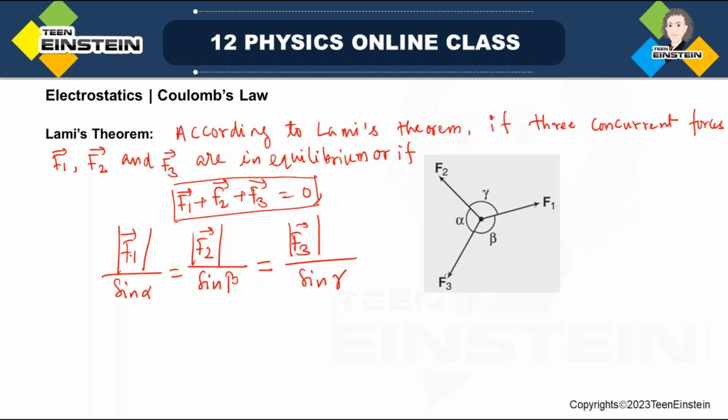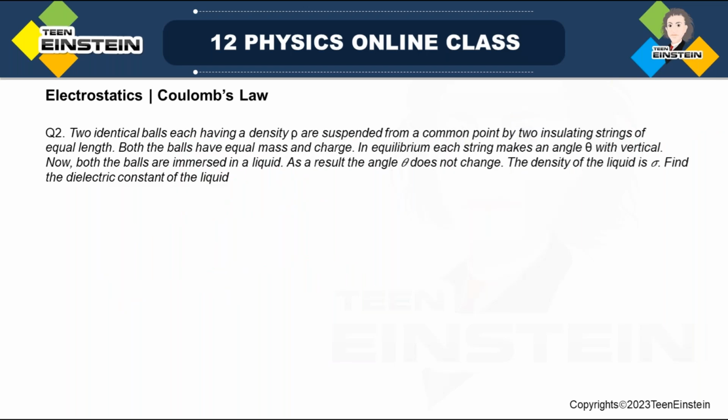F1 is the magnitude of the force here. If it is F1, then I have to take the angle between 2 and 3, so it is sine alpha. Then I take modulus of F2, and the angle between the other two, 1 and 3, so sine beta. And for F3, I take the angle between 1 and 2, that is gamma, sine gamma. So this is how we need to take care of this theorem, and we can apply it for solving problems. I'll just show you how to apply it for a numerical problem.